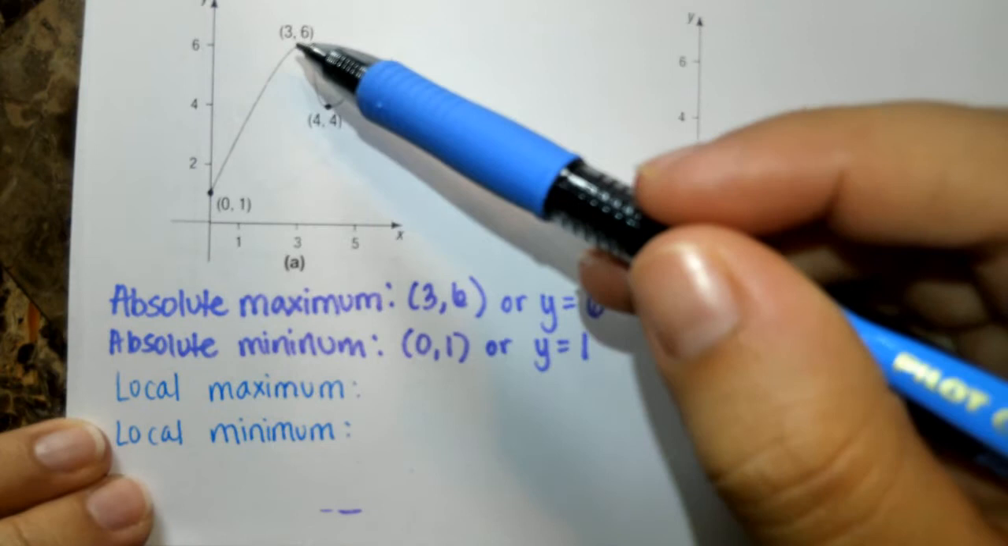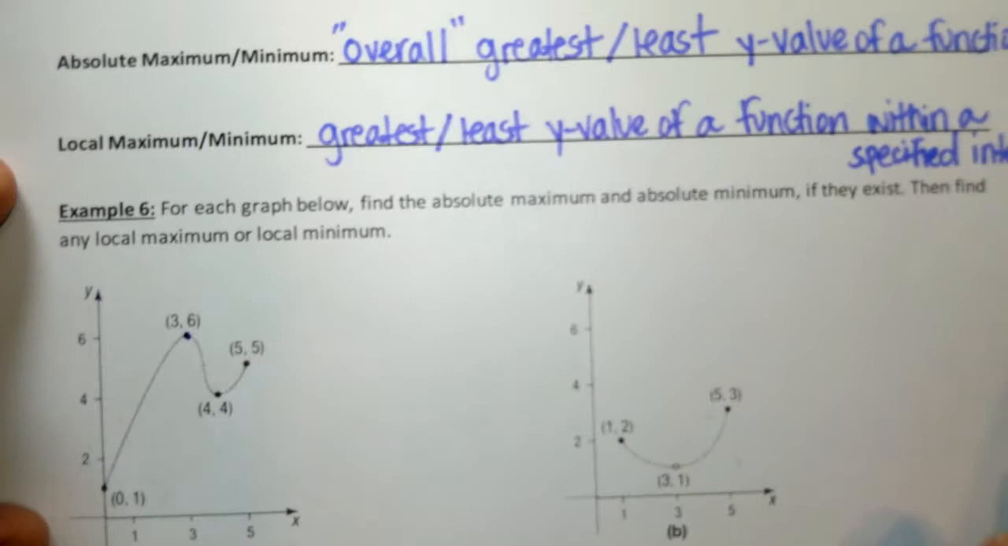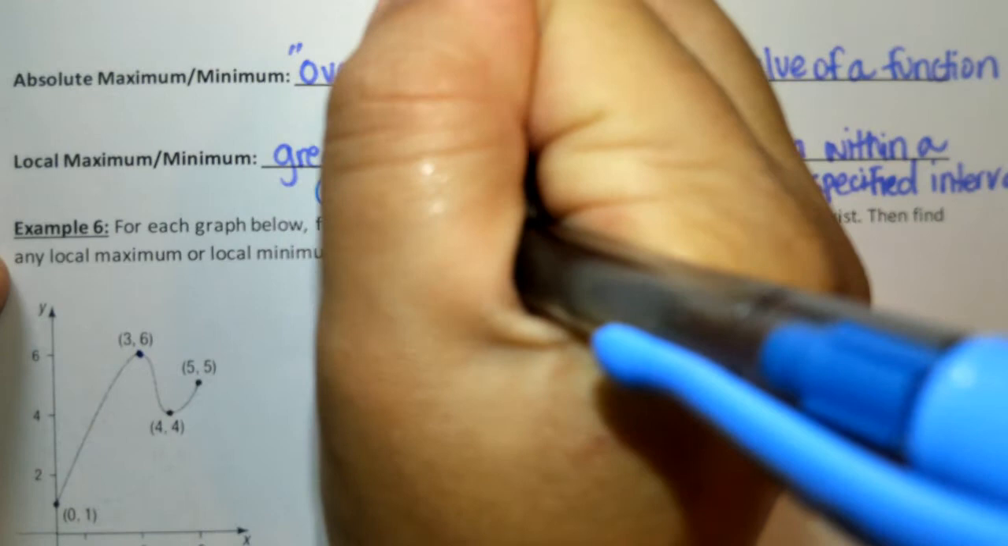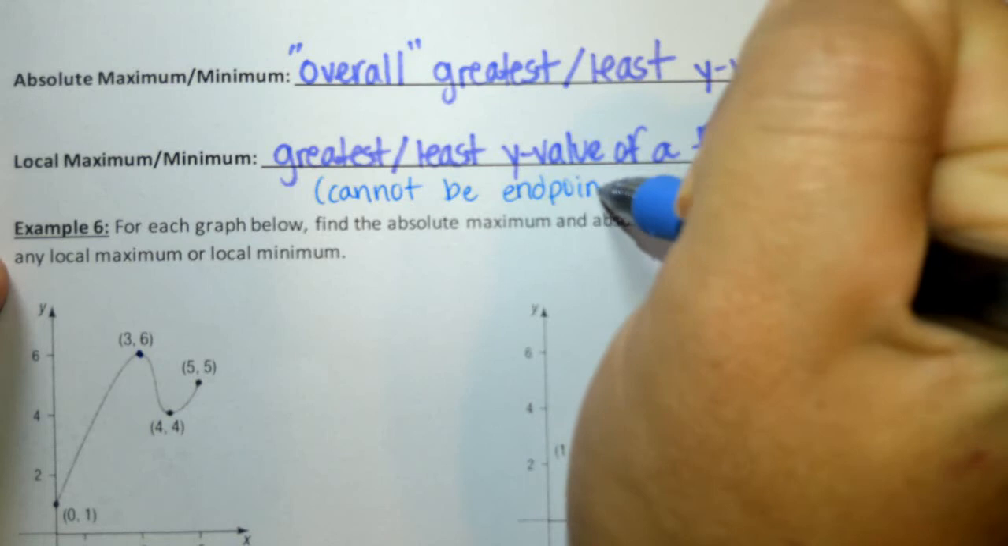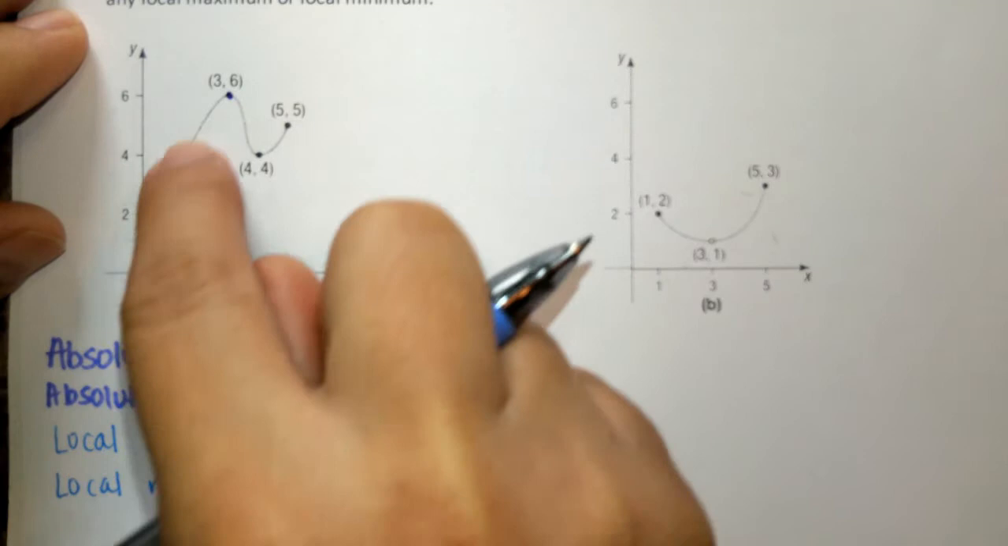Now you might be thinking, what about this point 5, 5? It goes up again. Now the thing about local maximum and minimums is that they cannot be endpoints. So I do want to note that. I should probably write that in the definition. Local maximum and minimums cannot be endpoints. Absolute maximum and minimums can, but local maximum and minimums cannot. So other than the 3, 6, which we've already listed as the absolute maximum, there are no other high points on this graph. So for local maximum, there is none. So you can just say none.